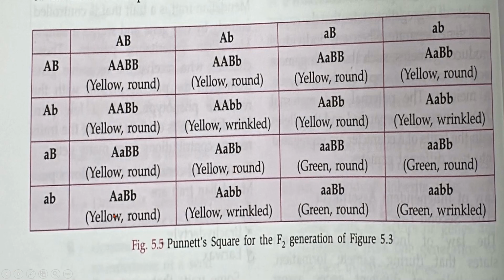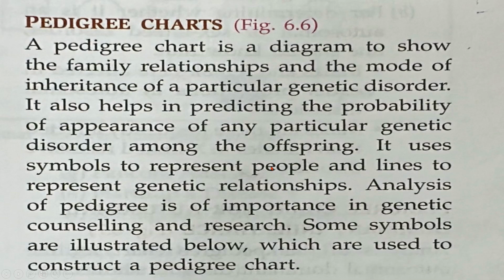And here you can see all possible combinations for yellow round and wrinkled and green seeds. You can see a ratio of 9 is to 3 is to 3 is to 1. So you can see yellow round 9: 1, 2, 3, 4, 5, 6, 7, 8 and 9. And if you see yellow and wrinkled, 1, 2 and 3. And green and round, 1, 2 and 3. And green and wrinkled, it is 1. So 9 is to 3 is to 3 is to 1. These are all possible combinations for two contrasting characters.